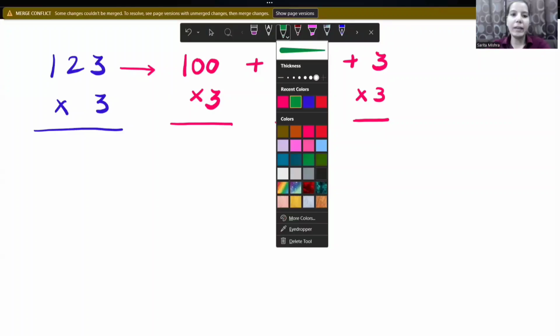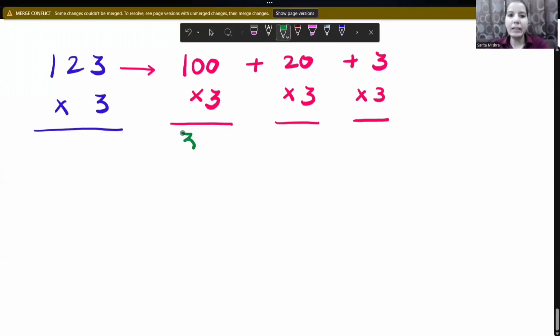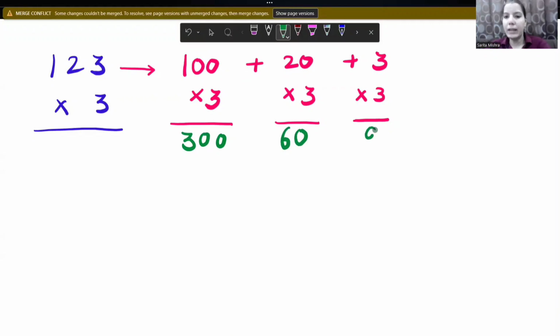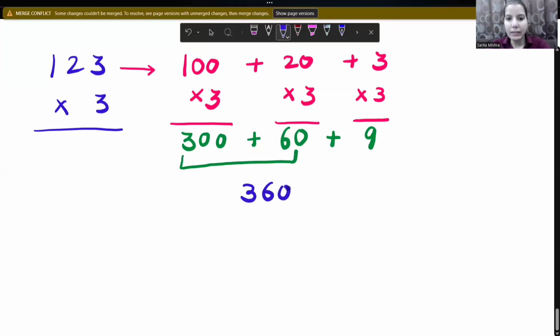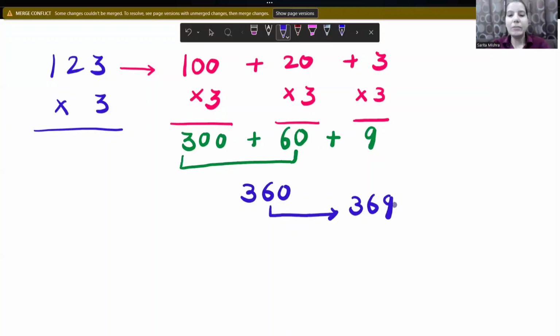Okay, we will get 100 times 3, or you can simply do 3 times 1, that is 3, and put the remaining 2 zeros, that is 300. You can simply do 3 times 2, that is 6, and as this is 20, you can just put a 0 here, so 60. And 3 times 3 is 9. Now we just need to add all these numbers. Adding 300 with 60 is super easy, right? When we add 300 with 60, we get 360. Now adding this 360 with 9 will give us 369. So see, it is very easy.